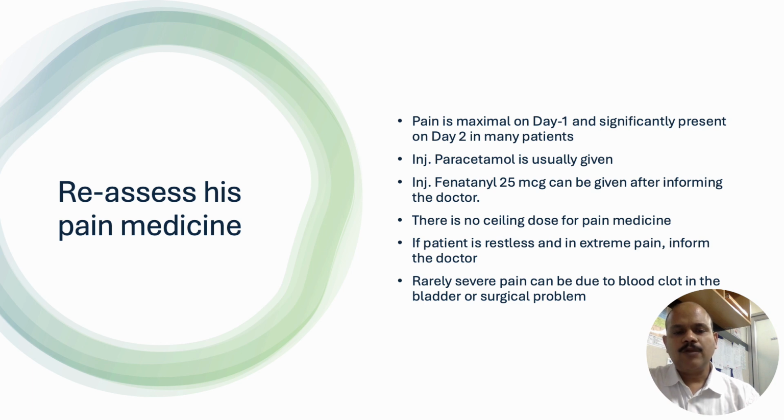Next is about the pain. The pain is maximal on the day of surgery, and usually by the next day the pain comes down a bit. Injection paracetamol is usually given 3 times, 1 gram, and fentanyl is the drug of choice and can be given after informing the doctor. There is no ceiling dose for any of the pain medicine, especially fentanyl; morphine can be given without any maximal ceiling dose. If the patient is restless and in extreme pain, inform the doctor. Rarely, severe pain can be because of a blood clot in the bladder or any major surgical problems.